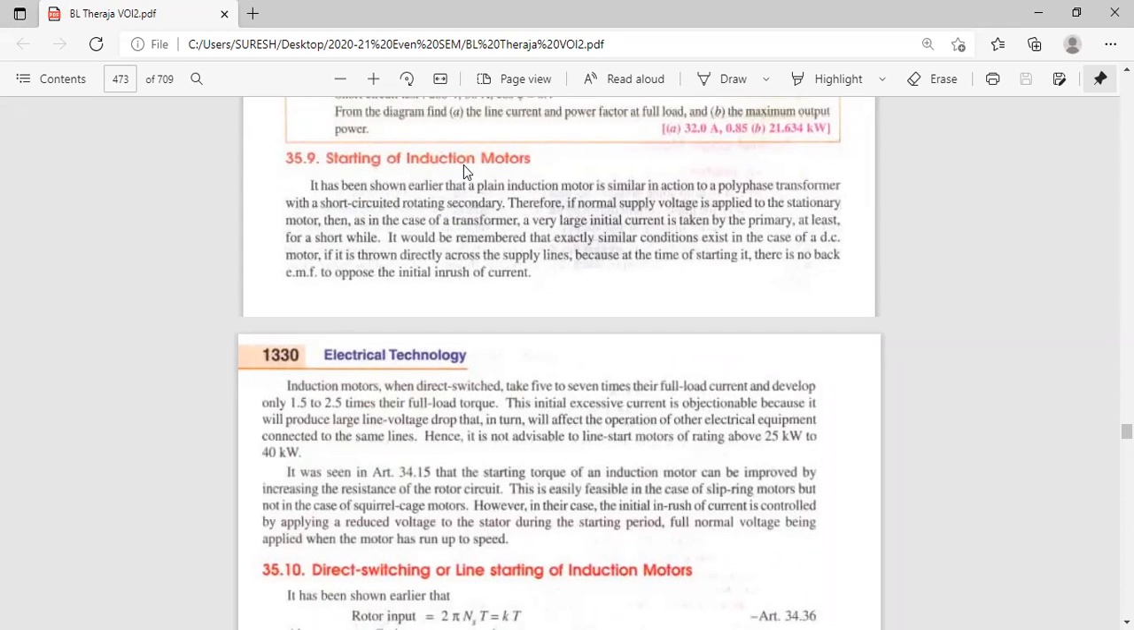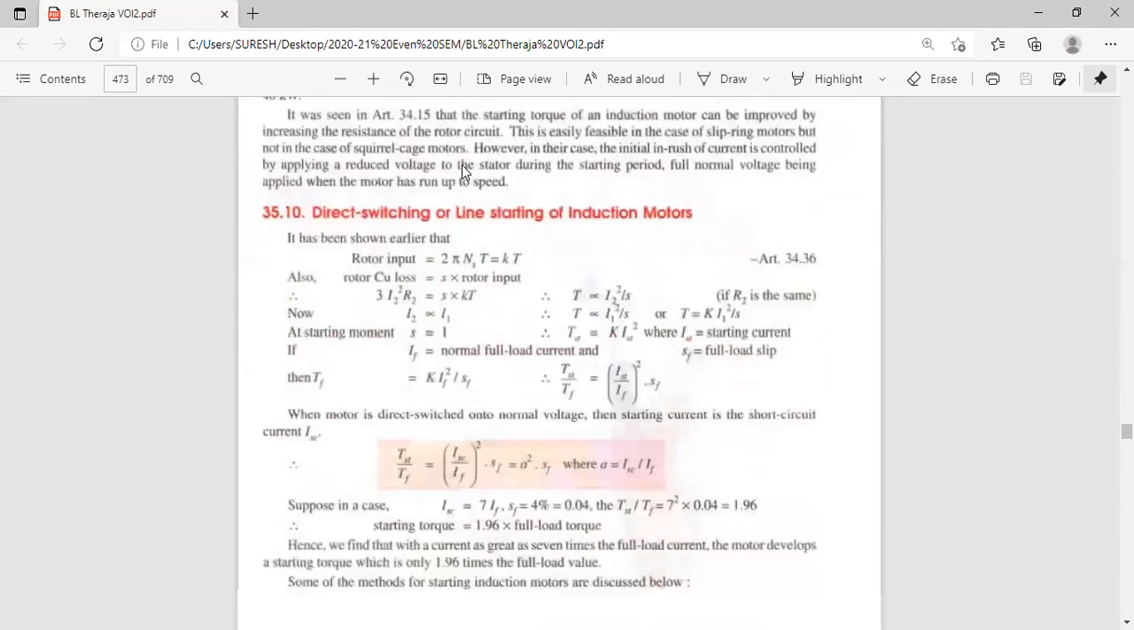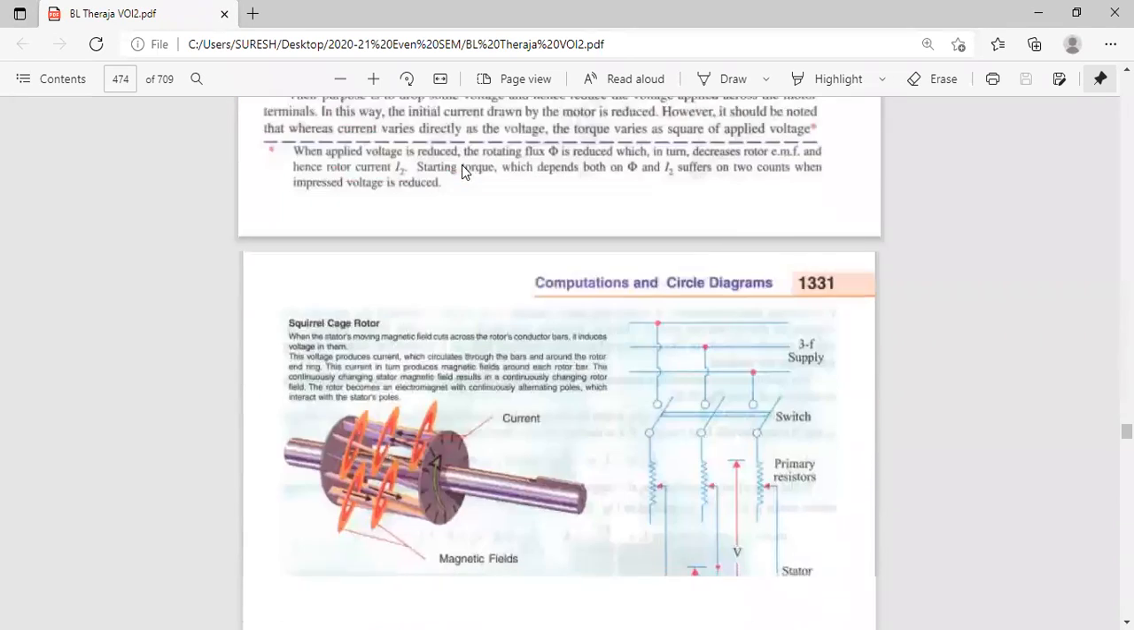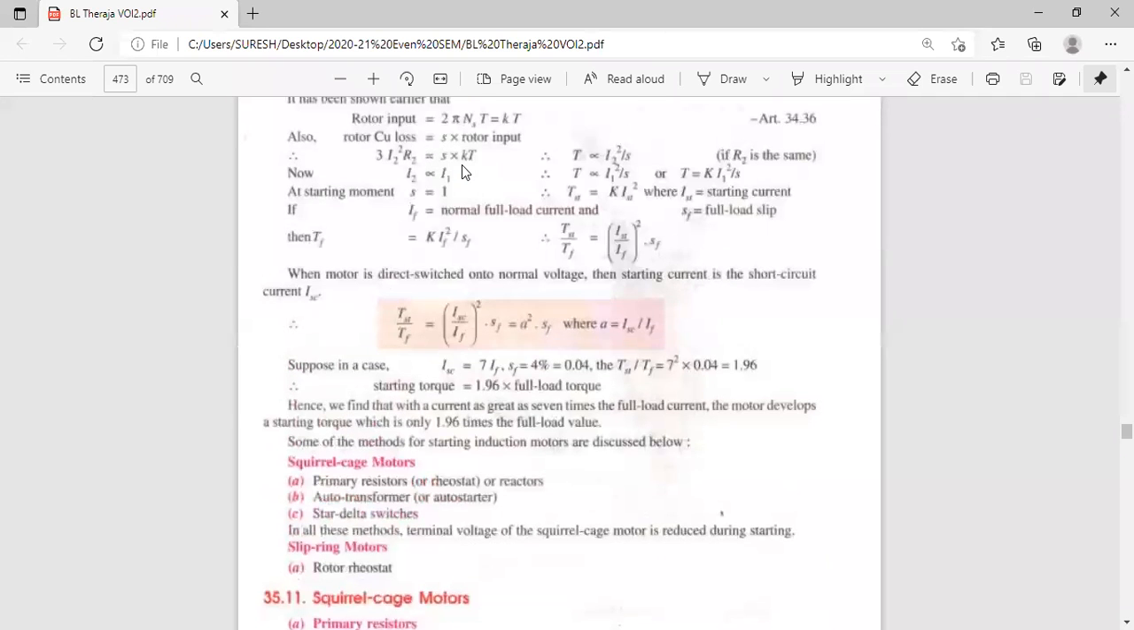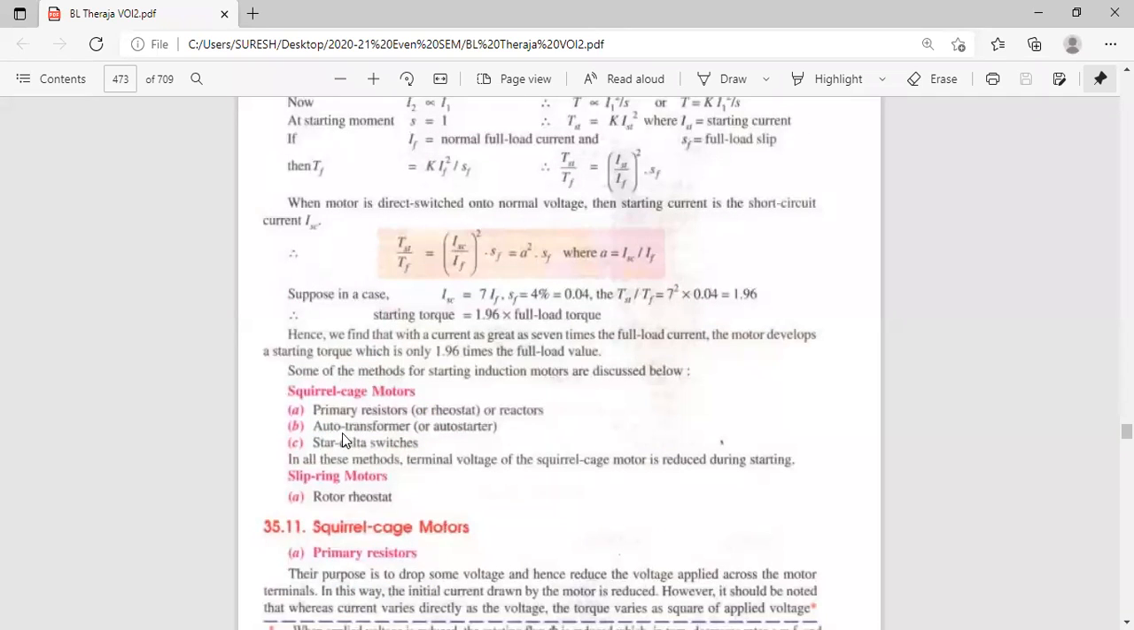How many types of induction motors are there? Two types. One is squirrel cage motor and the other is slip ring. We have discussed squirrel cage motors' starting methods. What are the starting methods in squirrel cage motors?